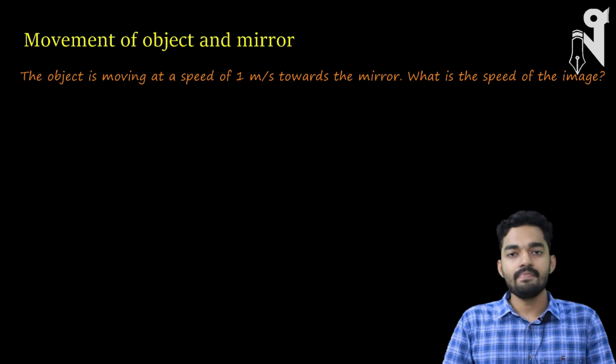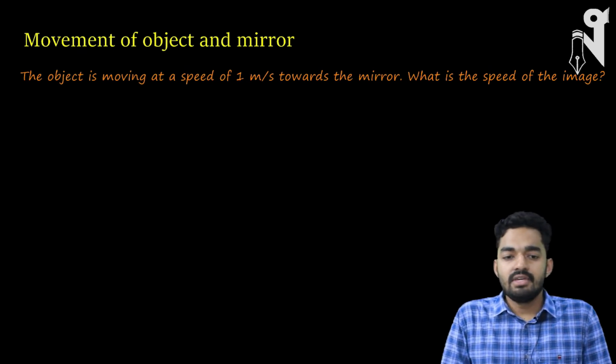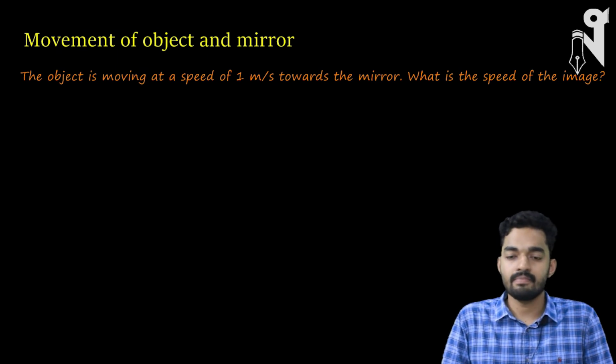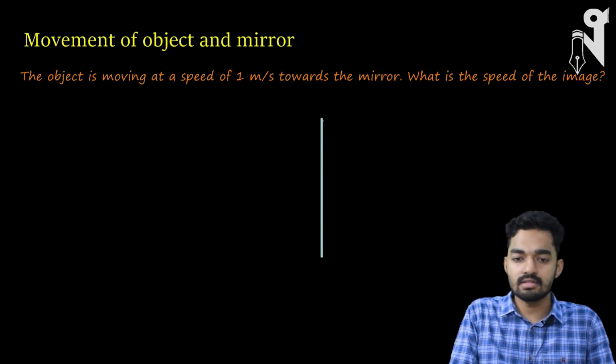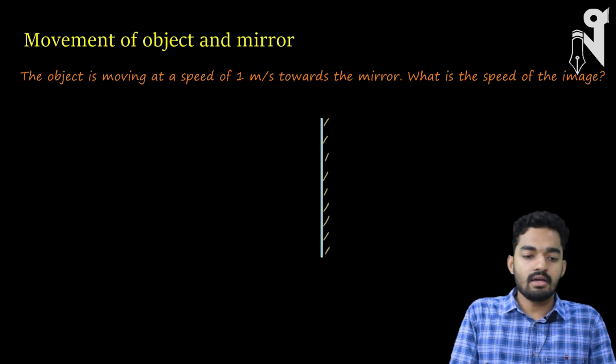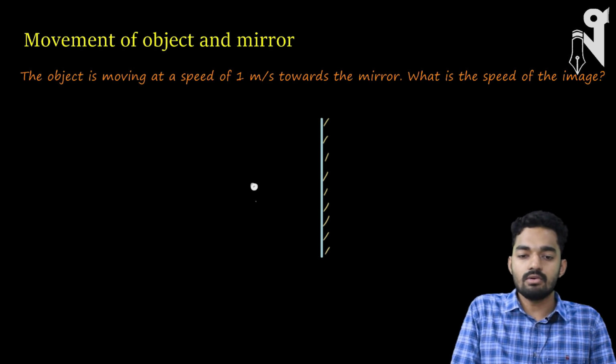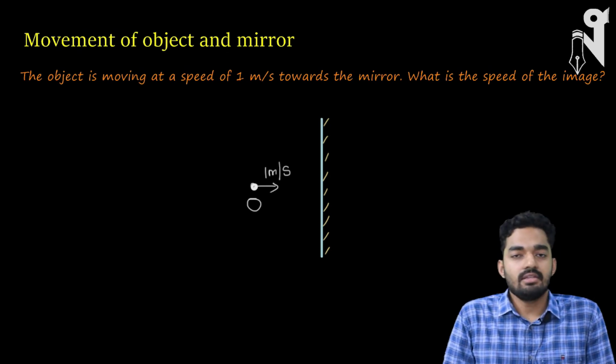Now let's look at a problem. In this problem, we have an object which is moving at a speed of 1 meter per second towards the mirror. We want to find out what is the speed of the image. So if I represent the mirror, it's like this, and let's say that this is the side coated with silver, and here we have an object, let's call it O, traveling towards the mirror at a speed of 1 meter per second. We need to find out the speed of the image.